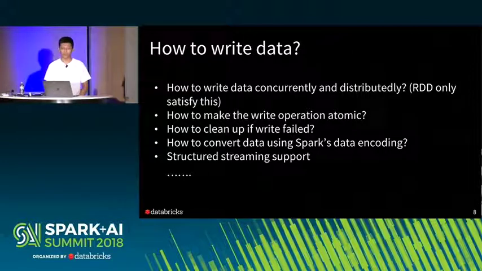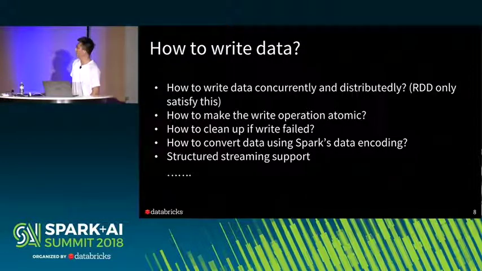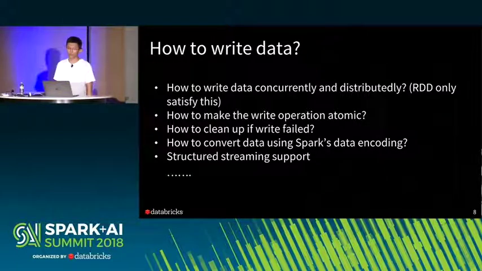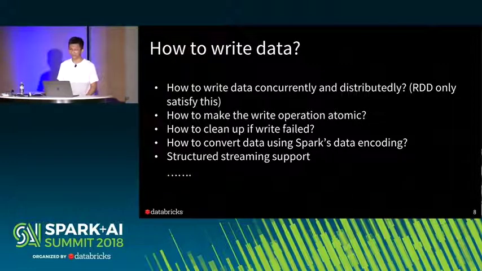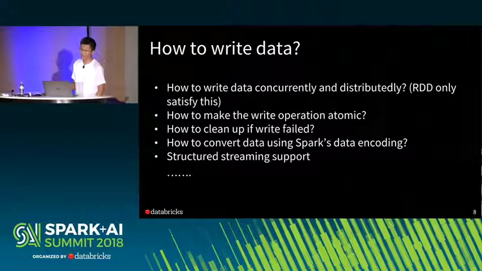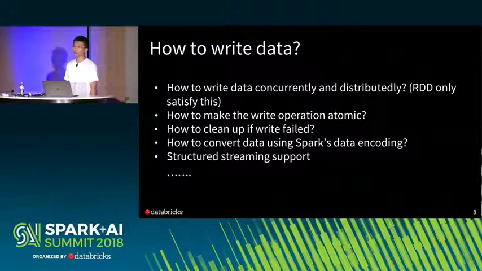For the write side, we have some similar requirements. First of all, we also want to write data concurrently and distributively, which RDD can also satisfy. Then we want to meet the SQL standard and make the write operation atomic, so that we don't have partial data on the read side. Because it's very common in the big data world that something fails, we should be able to clean up the data if something fails. And same as the read side, we have to use encoding to convert data, and we want to support streaming. So these are the new requirements for data sources when we switch to Spark SQL.